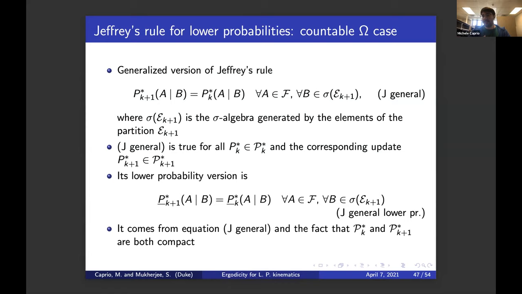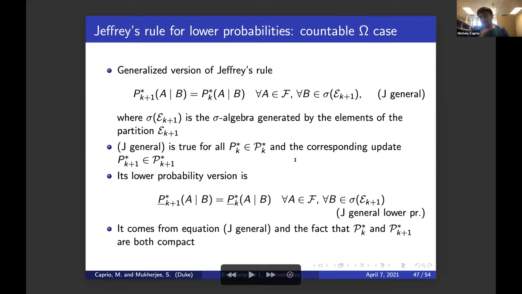So the generalized version of Jeffrey's rule in the countable omega case is this one. Instead of having the posterior of a given element of the partition equal to the prior of a given element of the partition, we have the same thing, but with elements of the sigma algebra generated by the elements of the partition. And this, of course, is true for all P star k and all P star k plus one. And its lower probability version is basically the same, but with lower probabilities.